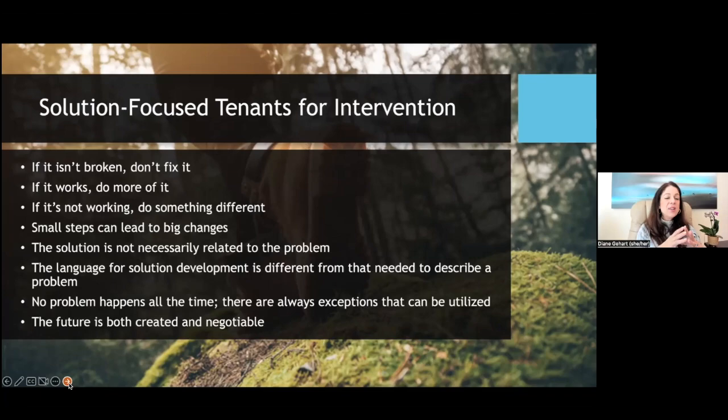The opposite of this: whatever's working, do more of it. Whatever seems to be helping, figure out what that is and do more of it. If whatever you're doing isn't working, do something different. This goes right back to MRI, where they always did a 180 shift. So if punishing your child a lot is not creating change, punish less, build a relationship.